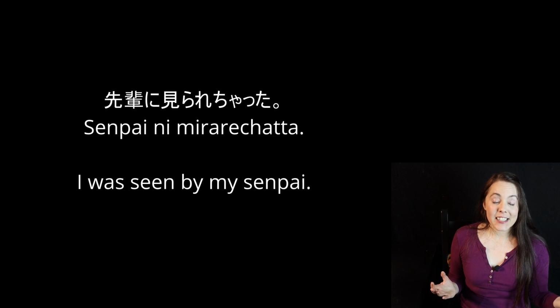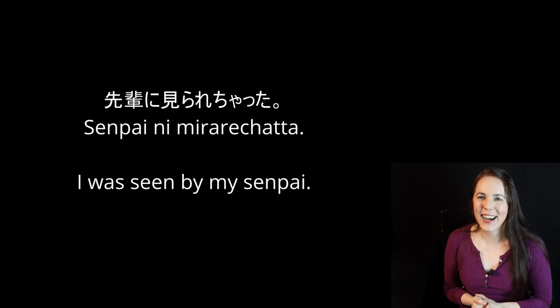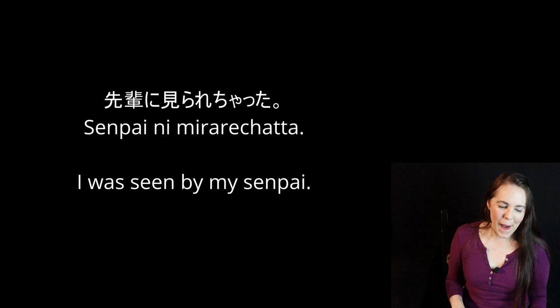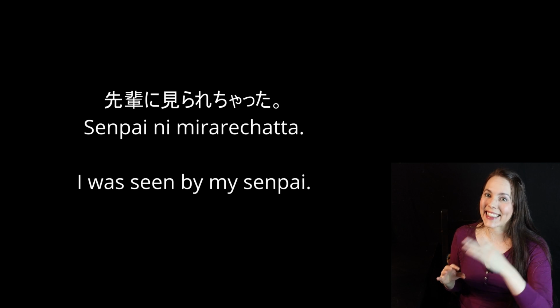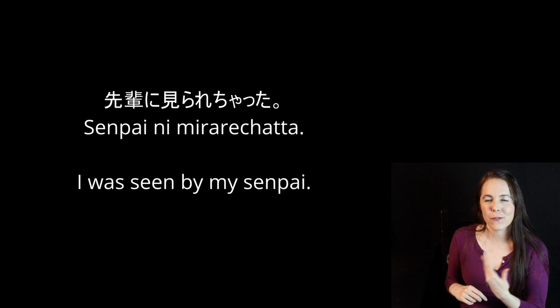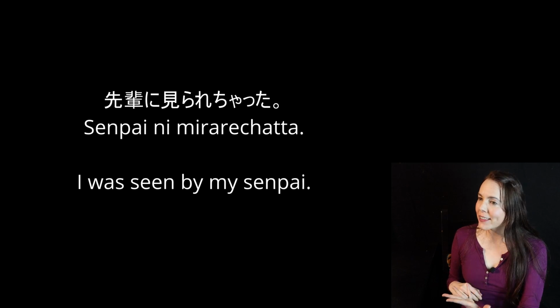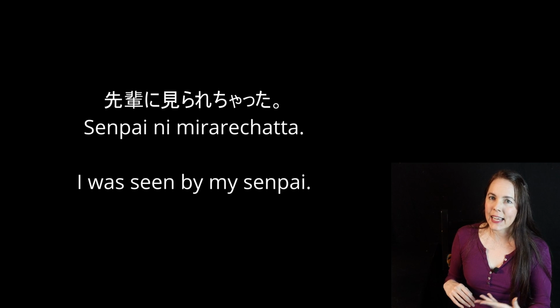先輩に見られちゃった. This is a very common sentence. You'll see this a lot in shoujo manga. It's a common plot trope. So 見られちゃった. So 見られてしまった. I'm doing yet another verb conjugation of 見られる, to be seen. 見られてしまった or 見られちゃった is to be seen completely and or unfortunately.